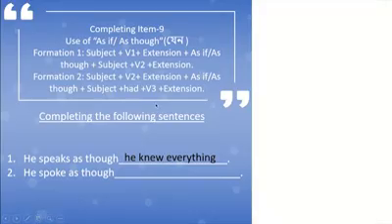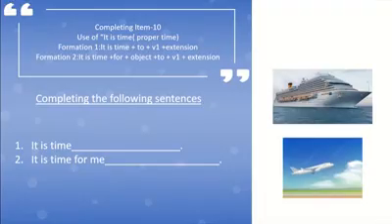Formation 2. Subject plus verb 2 plus extension plus as if, oblique as though, plus subject plus had plus verb 3 plus extension. Here we can see he spoke as though he had known everything. Here we can see subject he, verb 2 spoke as though. Next subject is he, next verb had known, and extension everything.